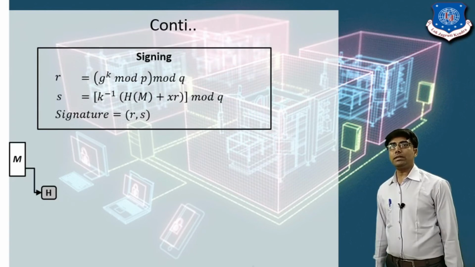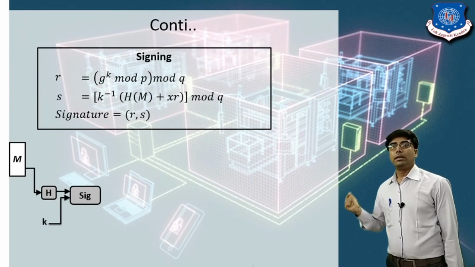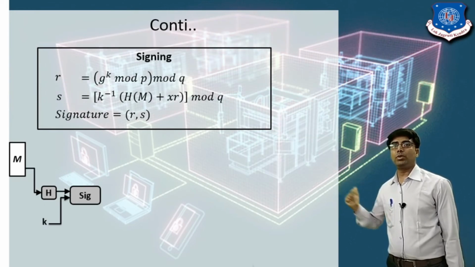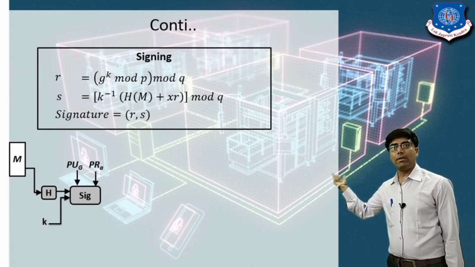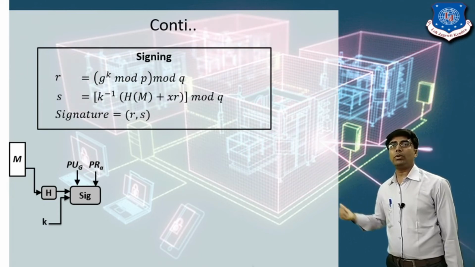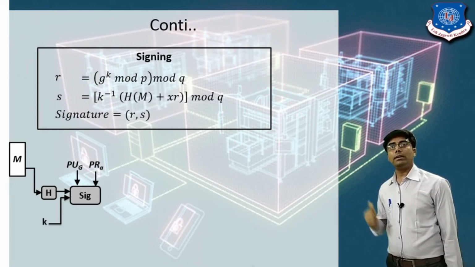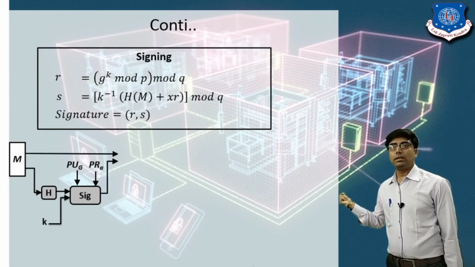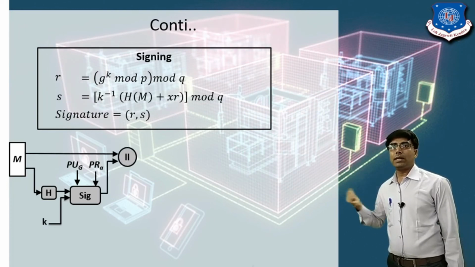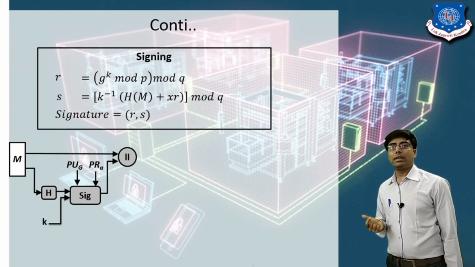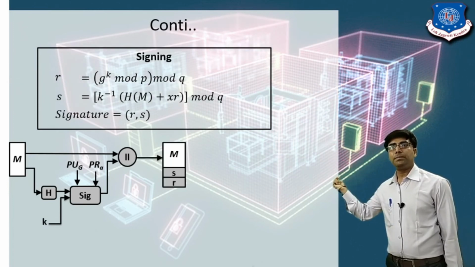Now you can see the same scenario in this figure. We apply the hash function on the plain text message, and it generates a hash code. The hash code is input to the signature function, and the signature function also depends on the private key of the sender, the global public key components P, Q, G, and the randomly generated key. After applying the signature function, it generates a signature, and the signature is appended with the message.